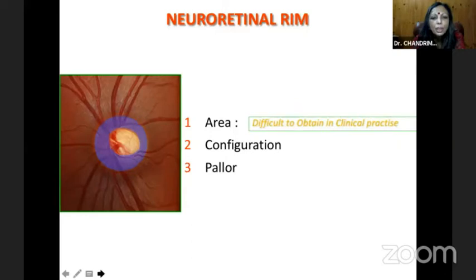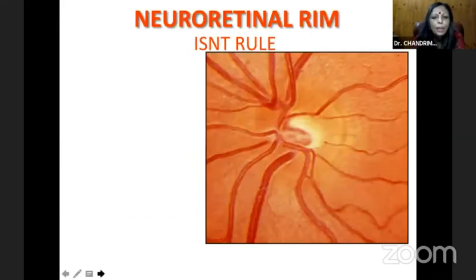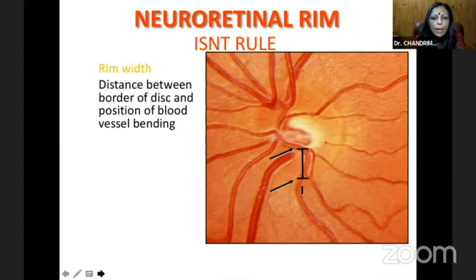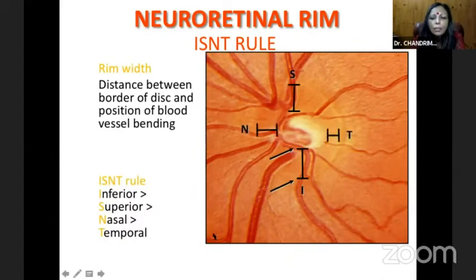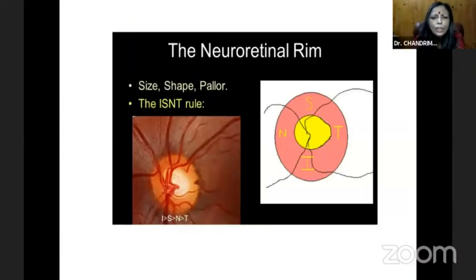What we're interested in out here is the neuroretinal rim. I always compare it with the donut. We're not interested in the hole, we're interested in the chocolate on the rim. This is the area which you need to look at very carefully, the configuration and the pallor. For the neuroretinal rim, what applies is Eisen's rule. Eisen's rule is nothing but that the largest diameter is of the inferior part of the disc, followed by the superior, then nasal, and then temporal. Any deviation from that needs a follow-up. So for the neuroretinal rim, look at the shape, size, and pallor, and whether the Eisen's rule is absent or present.